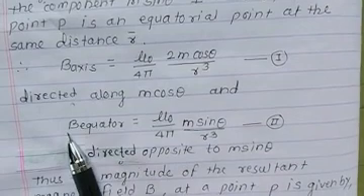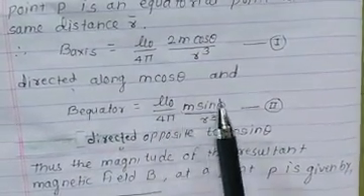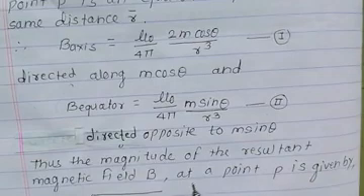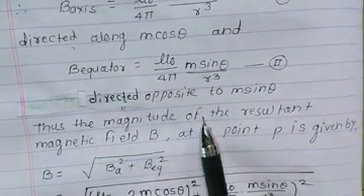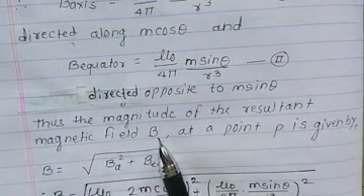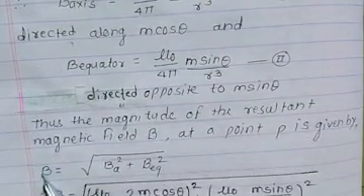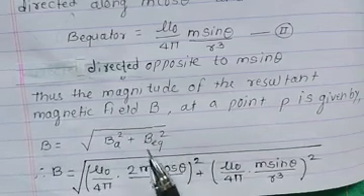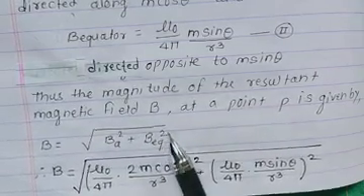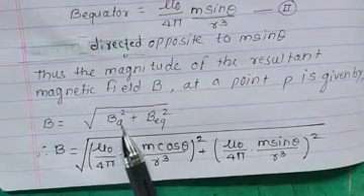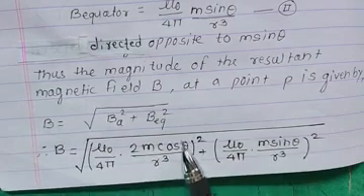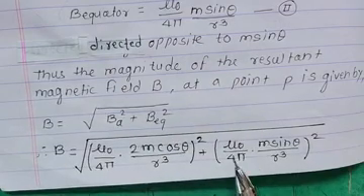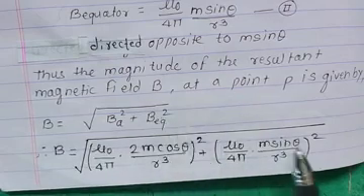Now, magnetic field along equator is equal to mu 0 upon 4 pi m sin theta upon r cube, directed opposite to m sin theta. This is equation 2. So, thus, magnitude of the resultant magnetic field B at a point P is given by B is equal to root of magnetic field along axis square plus magnetic field along equator square. So, you know that magnetic field along axis is mu 0 upon 4 pi 2m cos theta upon r cube, its square, plus magnetic field along equator is mu 0 upon 4 pi m sin theta upon r cube, its square.